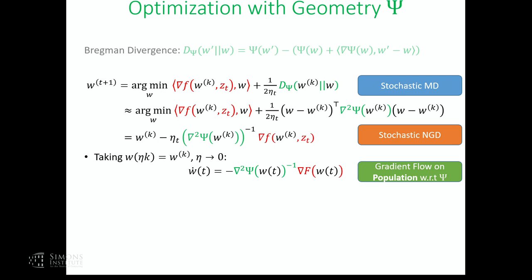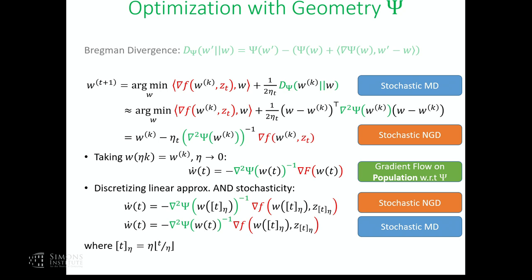Questions? Okay, so what we have to do here is, in the discretization, explicitly discretize not only the linearization, but also explicitly discretize the stochasticity. And we can do this, so we can define this stochastic natural gradient descent and stochastic mirror descent, we're particularly interested in stochastic mirror descent, as a discretization of this gradient flow in the population. So now every tau time, not only are we updating our gradient estimate, but every tau time we're also using a different example. Okay?